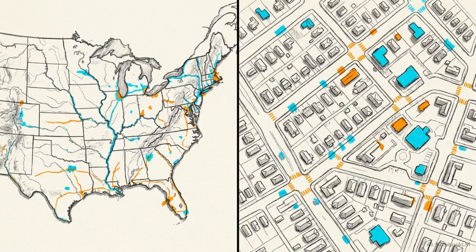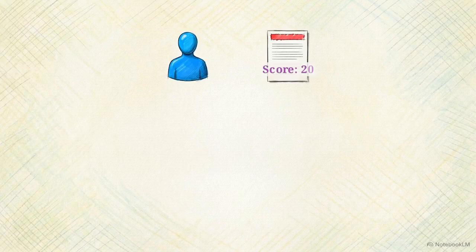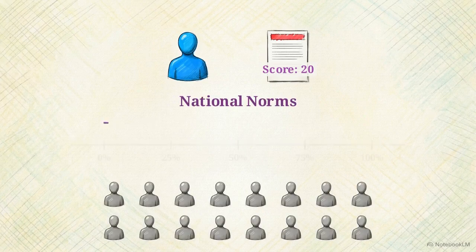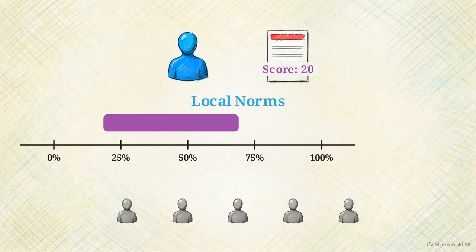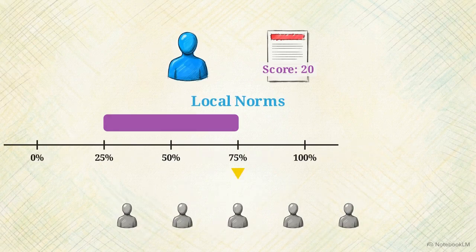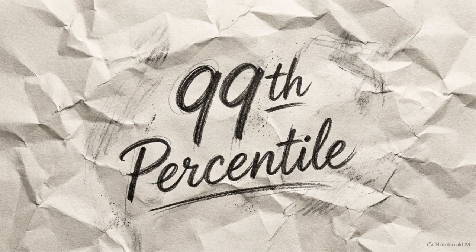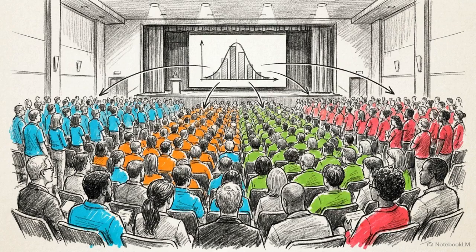This reveals a persistent trap in educational reporting: the discrepancy between national and local norms. A student answering 20 questions correctly might sit at the 50th percentile nationally, but jump to the 75th percentile locally, simply because the local test takers did not perform as well on average. A percentile rank is not a fixed measure of a student's intelligence or capability. It is a highly volatile ranking, entirely dependent on the statistical makeup of the specific crowd used for comparison.